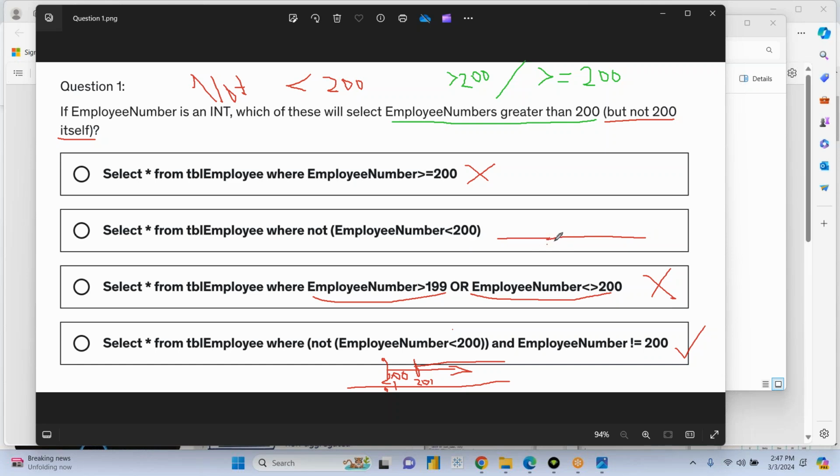So on the number line, let's set 200. Then let's read the question and identify. First of all, let's look at the positive. So I'm looking at the parenthesis. Employee number less than 200. So less than means 200 is not involved. So I'm going to shift it right here. And this is our less than 200. See that? So 200 is not involved.